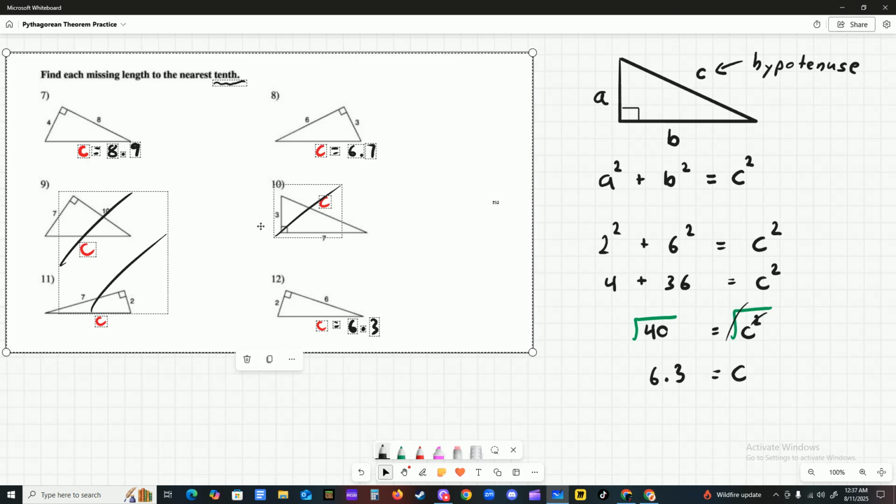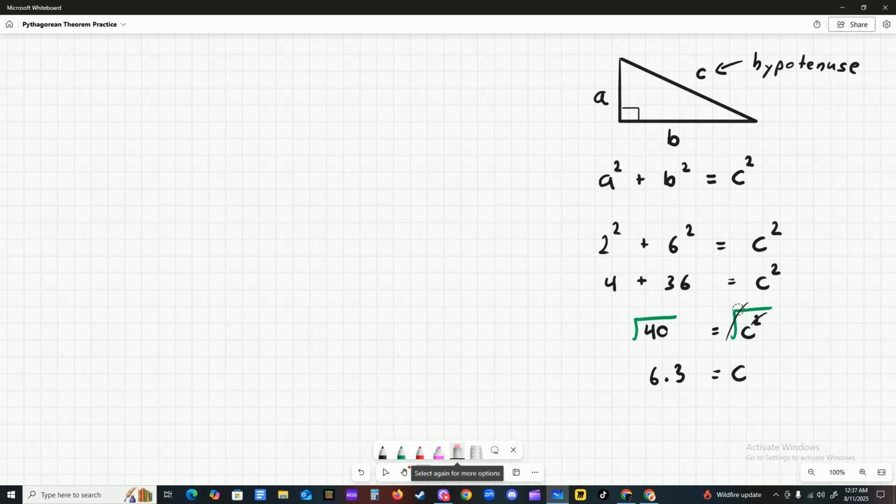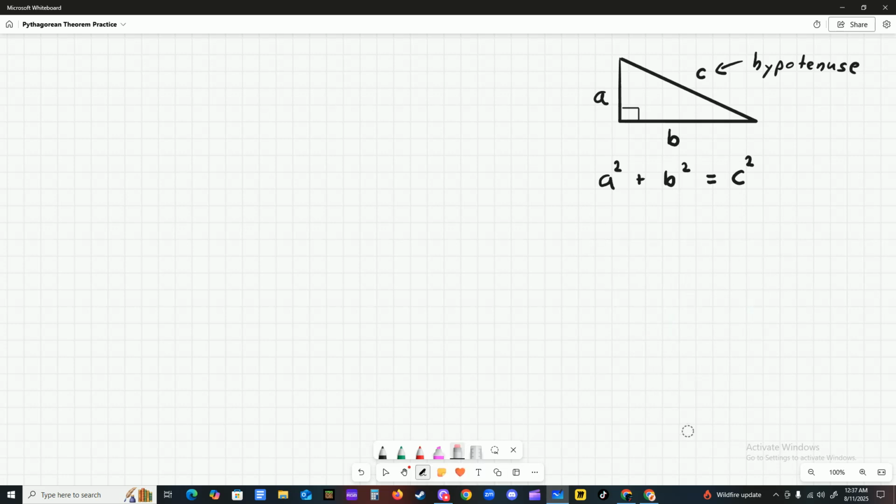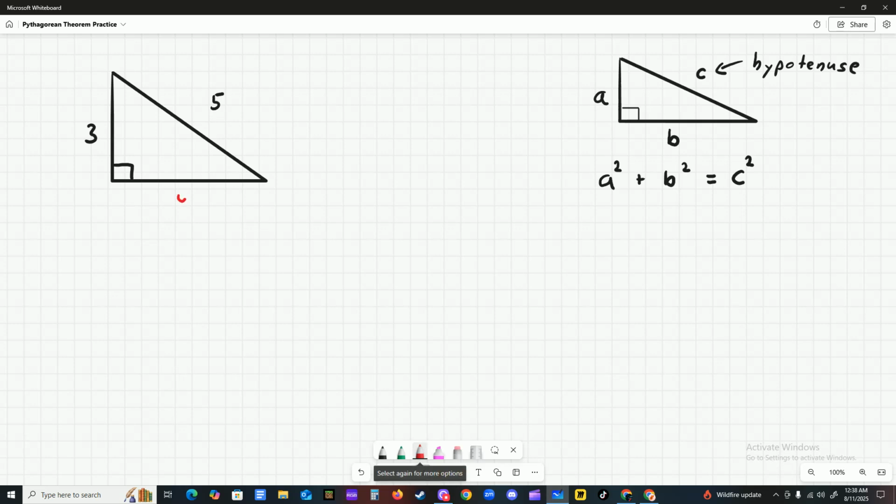Cool. Now let's do an exercise in which we are given the hypotenuse, but we don't know one of the legs. And we'll only do one exercise and we'll call it a day. So here I have a right triangle. And it has side 3 and hypotenuse length 5. And I'm going to label this missing side y. So let's use the Pythagorean theorem to find this missing y value.